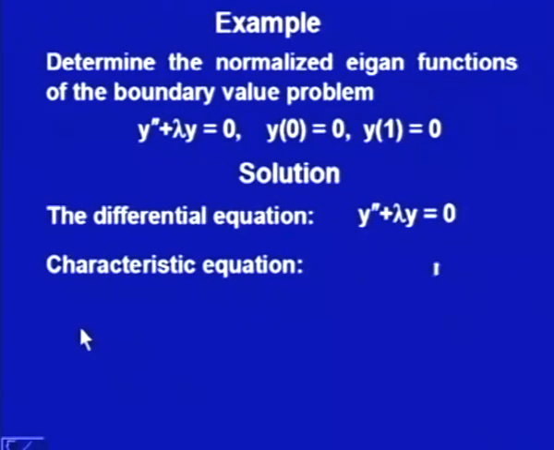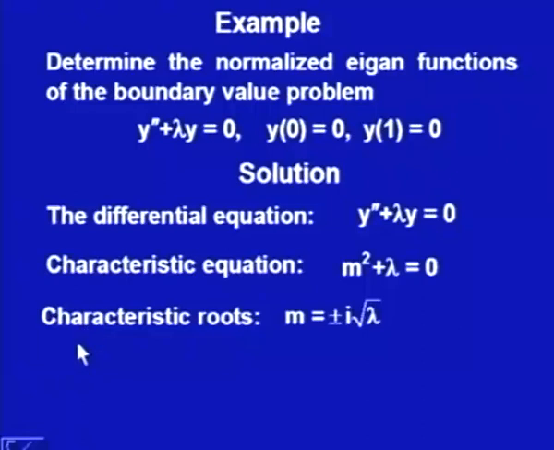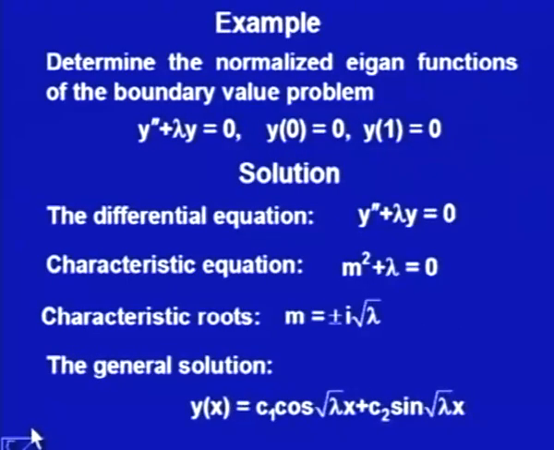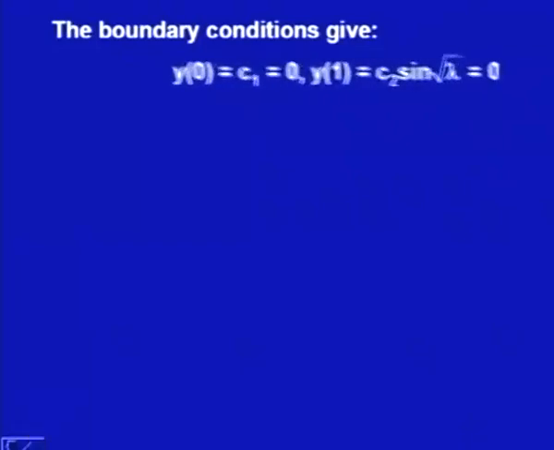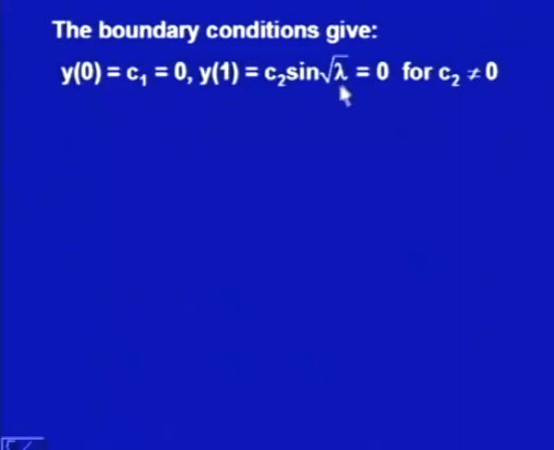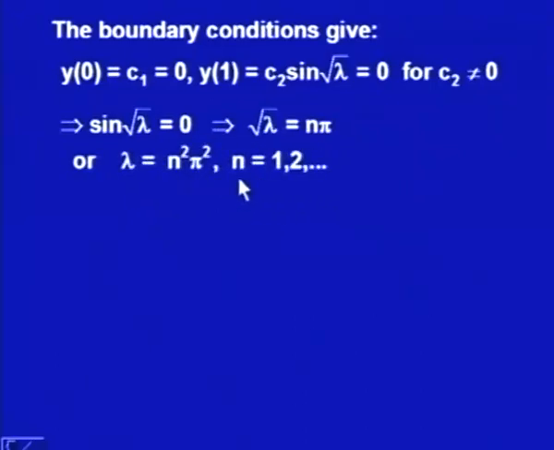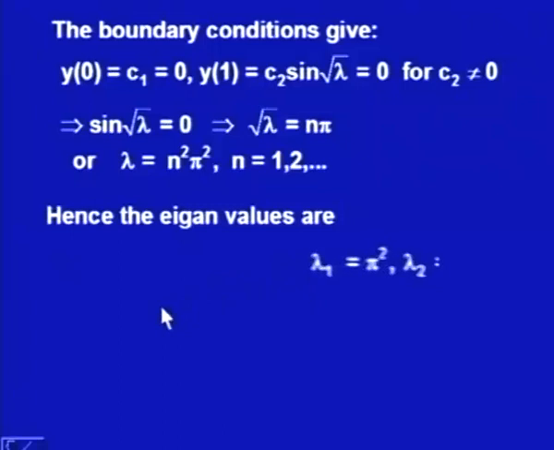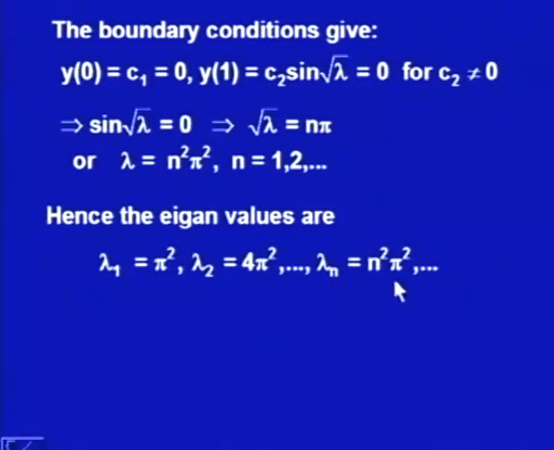The characteristic equation would be m square plus lambda is equal to 0, giving me the characteristic roots as plus minus i root lambda. So, the general solution would be C1 cos root lambda x plus C2 sin root lambda x. Now, satisfying the boundary conditions: at 0, C1 is 0; at 1, C2 sin root lambda is 0 because C1 is already 0. For C2 to be non-zero, so that we get a non-trivial solution, we require sin root lambda to be 0. This says root lambda should be of the form n pi, or lambda should be of the form n square pi square for n integer 1, 2 and so on. So, our eigenvalues are pi square, 4 pi square, n square pi square and so on.